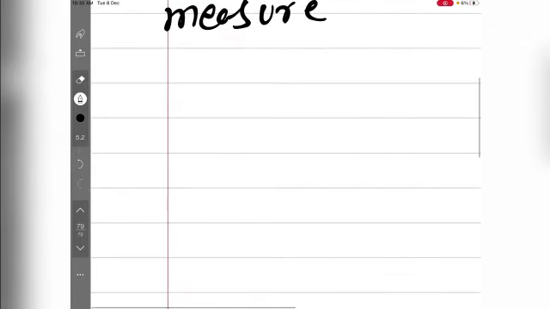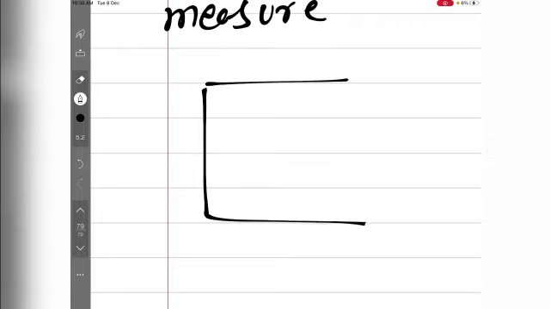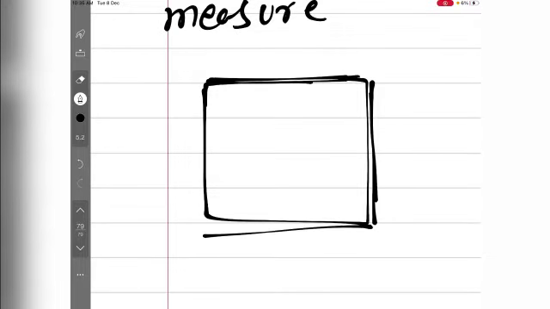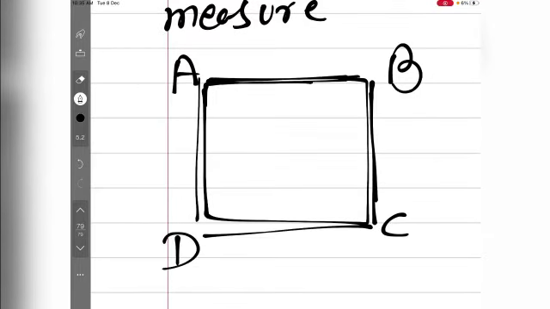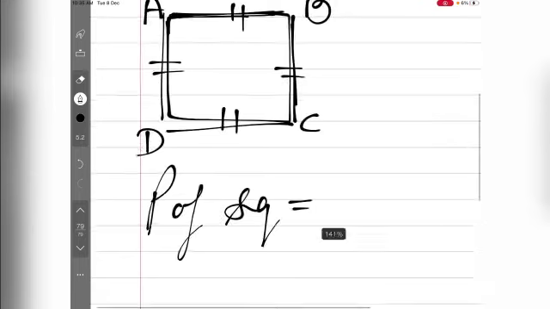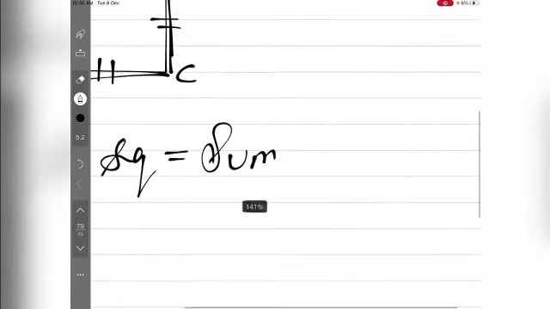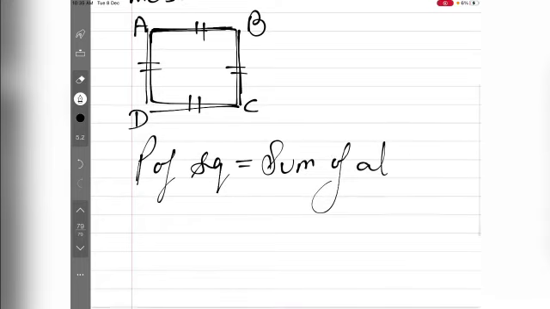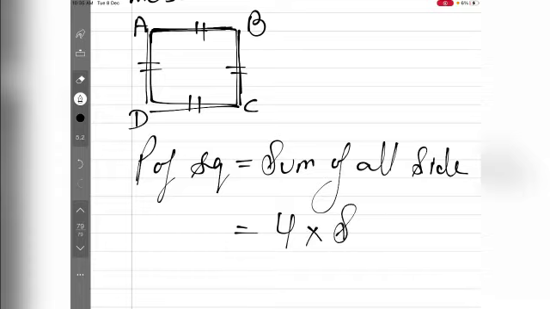In other words, in any figure you have to find the total boundary of the outer side, like this boundary plus this boundary plus this boundary and this boundary. Suppose this is a square and you know that all sides of a square are equal. So the perimeter of a square will be equal to the sum of all sides. But since all sides are equal, you can write it as 4 into side.